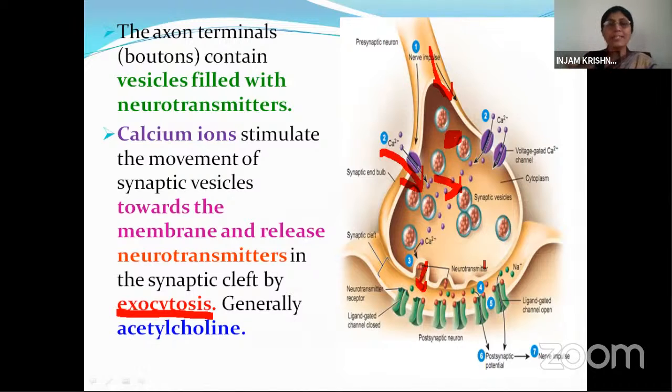Okay, it is exocytosis. What are the neurotransmitters? Generally it will be acetylcholine. Of course, there are a number of neurotransmitters present in our body, maybe 100 neurotransmitters, but on most occasions acetylcholine is released.